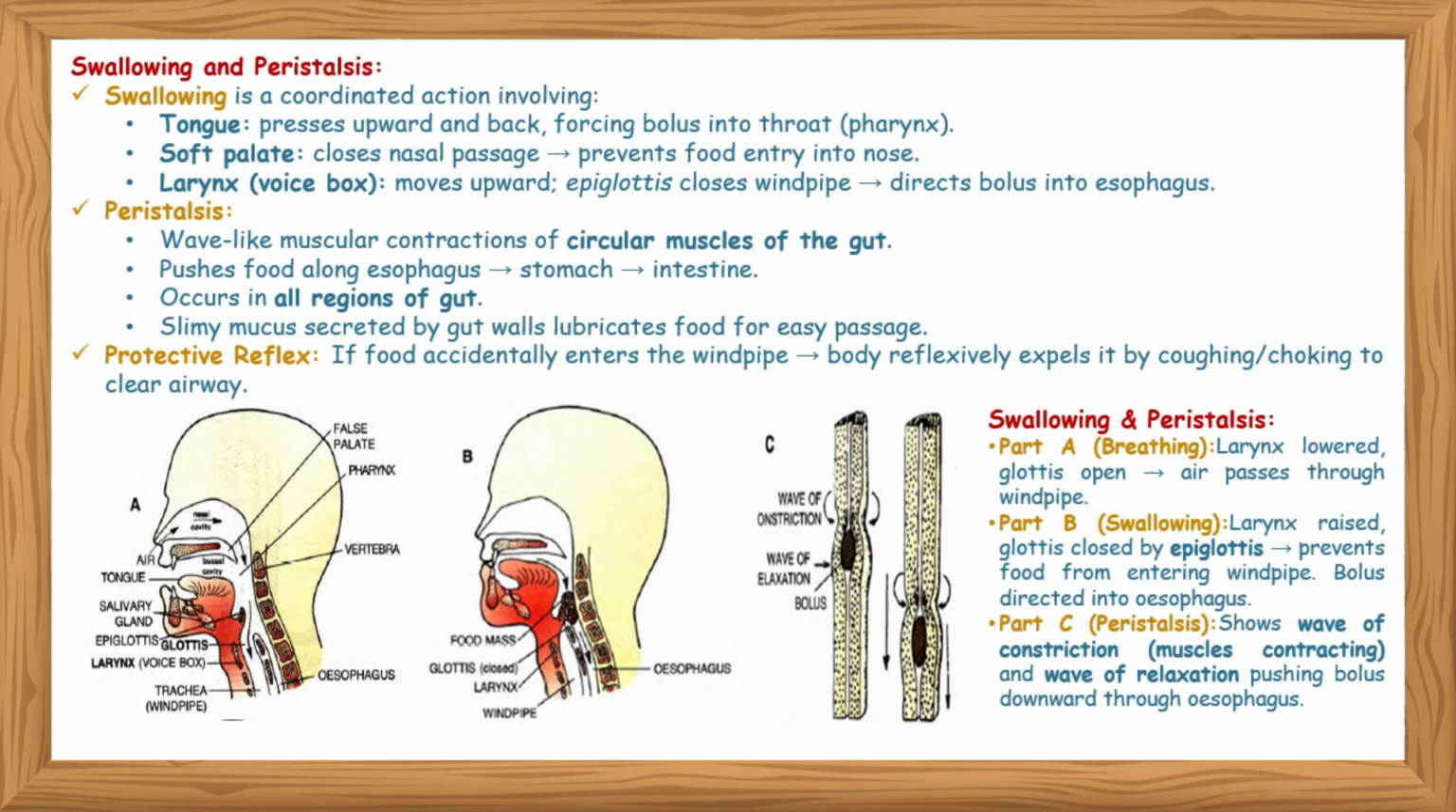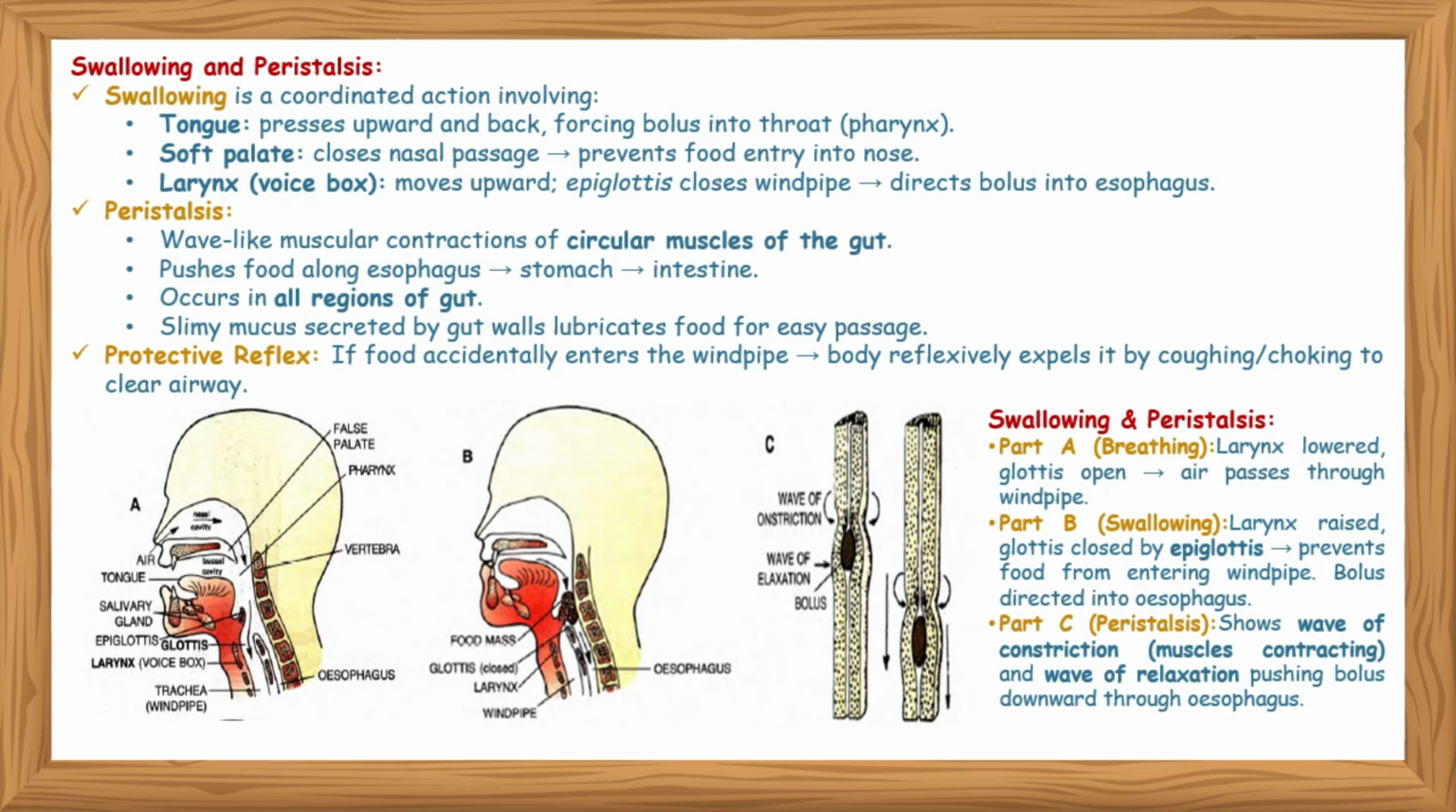Swallowing and peristalsis. Swallowing is a coordinated action in which the tongue presses upward and back, forcing the bolus into the throat or pharynx. The soft palate closes the nasal passage, preventing food entry into the nose. The larynx, or voice box, moves upward. The epiglottis closes the windpipe and directs the bolus into the esophagus.